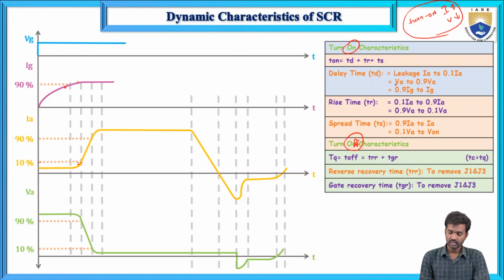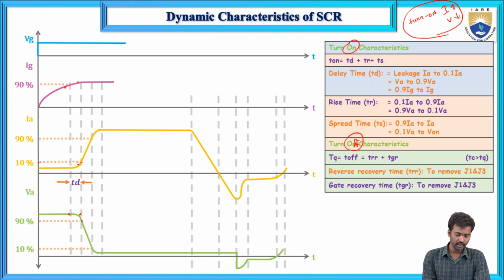So now another one is the time during which the anode-cathode voltage falls to 0.9 of its value. So now this voltage is from here to here. This time is known as the delay time. See this one, from 0.9 gate current to 100% of the gate current.